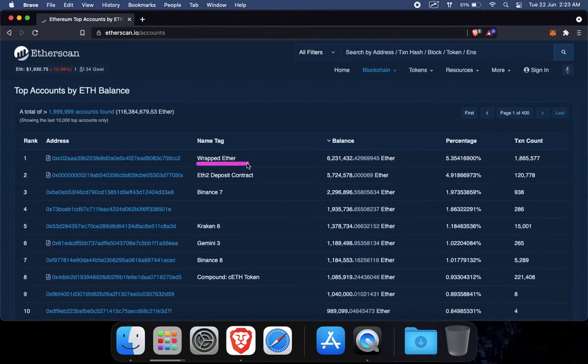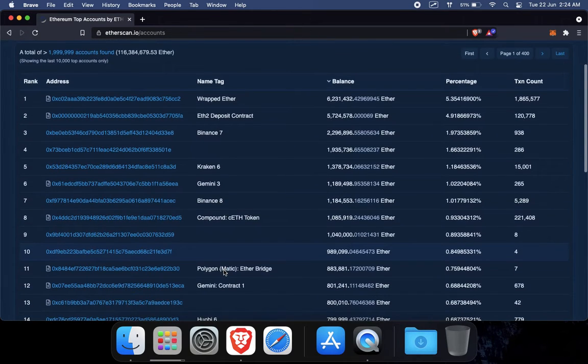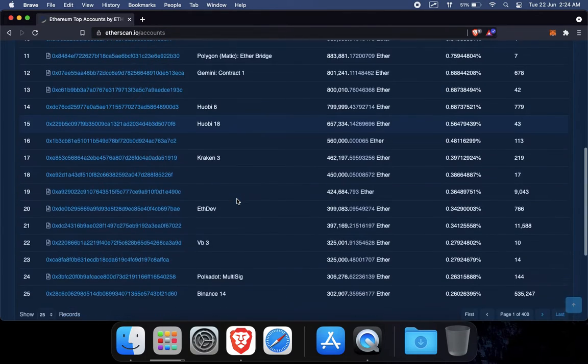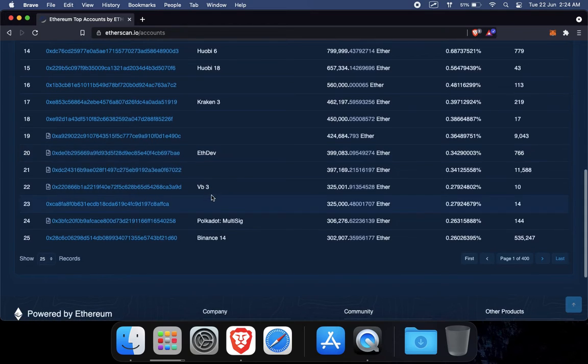They don't know who they are, right? They don't put their name. Binance 7 is probably a Binance account, a Kraken account, Gemini account, Binance account. So these are all exchanges with a lot of Ethereum. The Ether Bridge on Polygon definitely has a lot of Ethereum, right? Huobi. So these are all Ethereum developers. That's cool. I wonder which one is Vitalik.